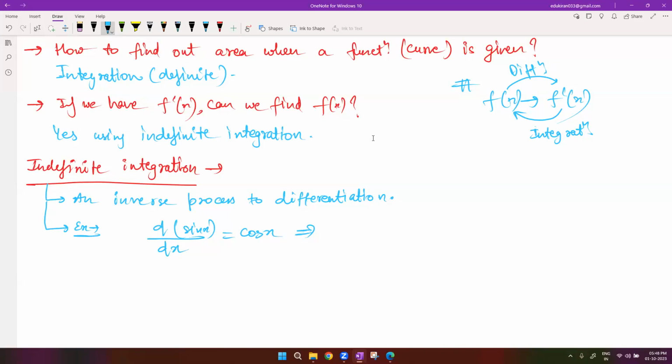Okay. Now, Faiza, we are about to discuss what is indefinite integration. So first of all, it is an inverse process to differentiation. Now, what does that mean? What does this sentence mean? You can understand it using this example. So let's say I am differentiating sin x. It means that I am finding out the derivative of sin x with respect to x, which I know is cos x. Correct? It means that if I integrate cos x, then I will get sin x.